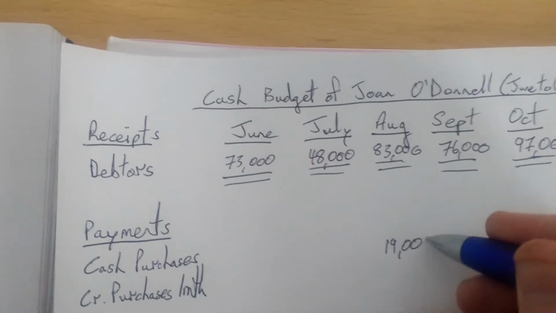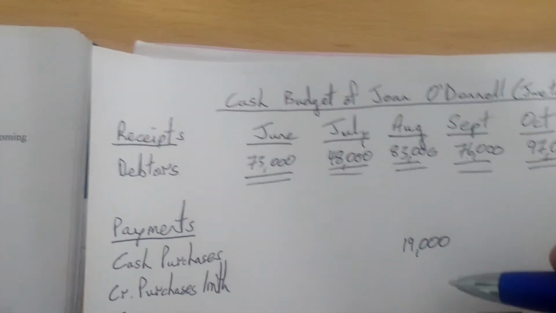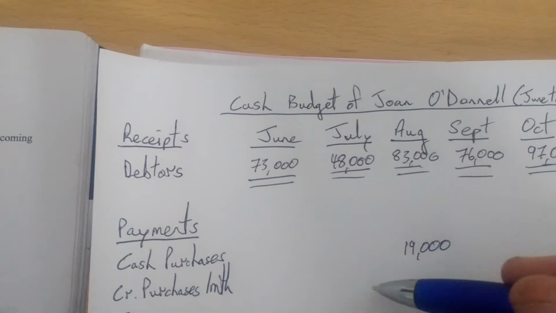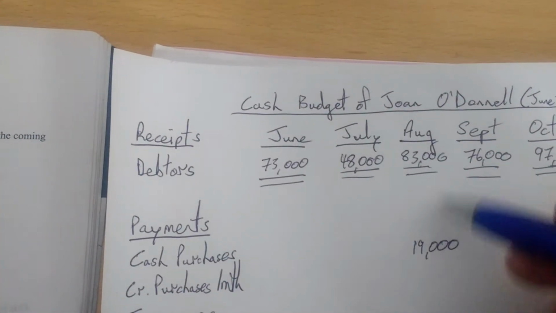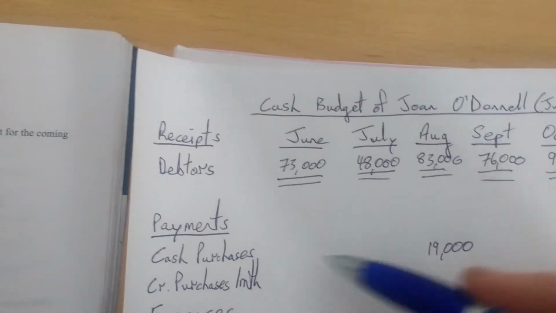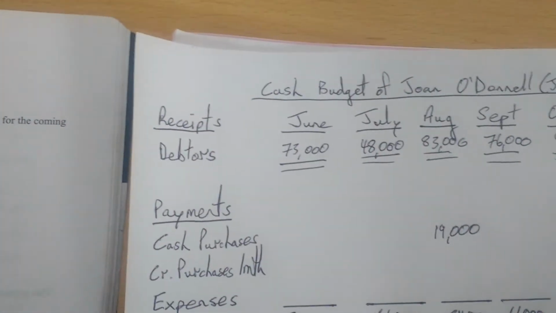Now there were other credit purchases that we paid for during August from July, but they'll go into the next line here under credit purchases 1 month, also in the August column. So we'll get to them in a minute. So that's really the only cash, so we put nothing else in that line.